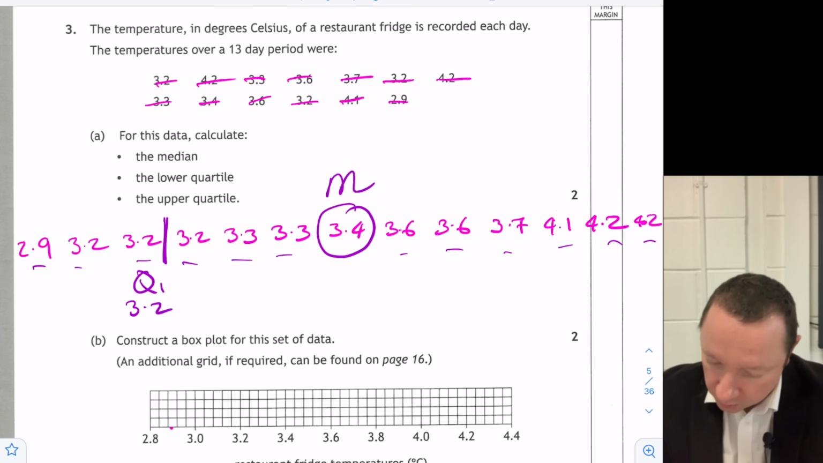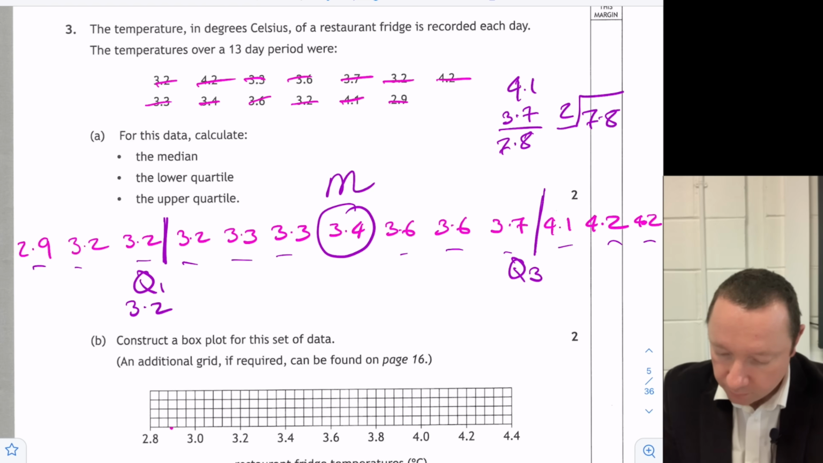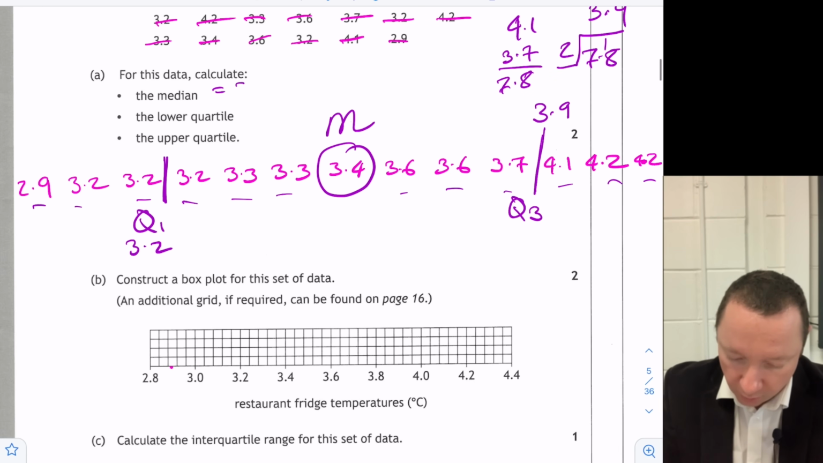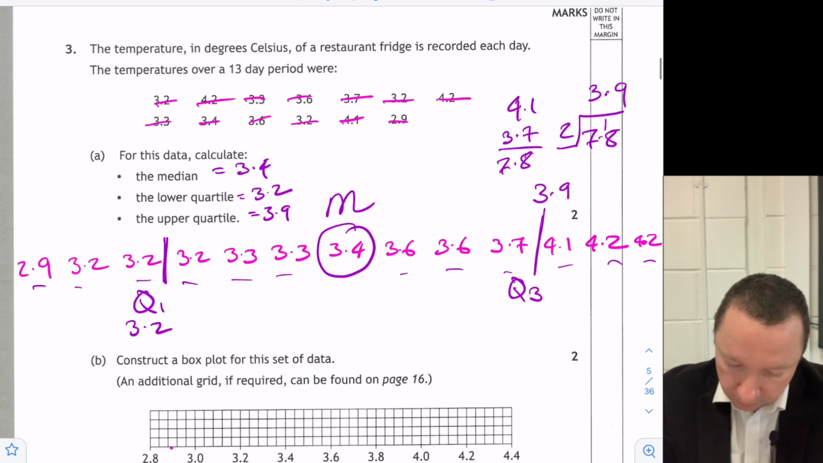And we've got 1, 2, 3, 4, 5, 6, so it's going to occur here. So quartile 3 is between 3.7 and 4.1. Let me just add them up. That gives me 7.8. Divide that by 2, 3.9. So our median is 3.4, our lower quartile is 3.2, and our upper quartile is 3.9, in degrees Celsius each time.